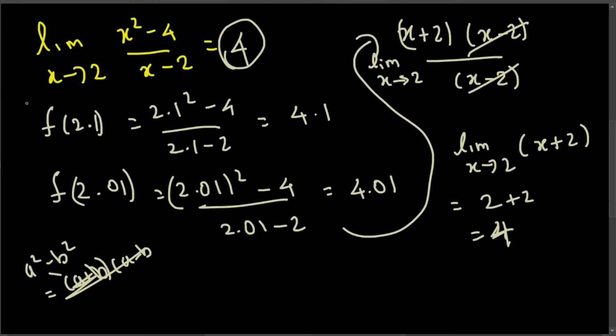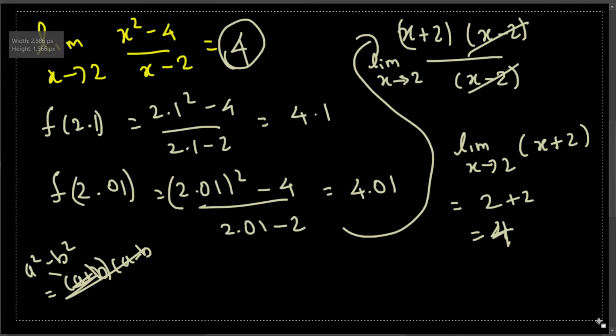Now let's look at another problem. Okay, let's remove this. Let's say there's a function given like this: limit as x approaches 2 of x square plus 2x minus 4. What is the function value for this one?